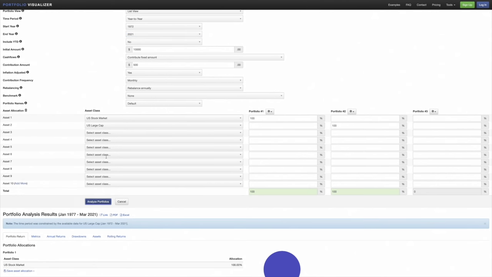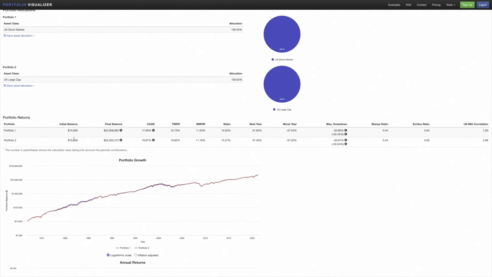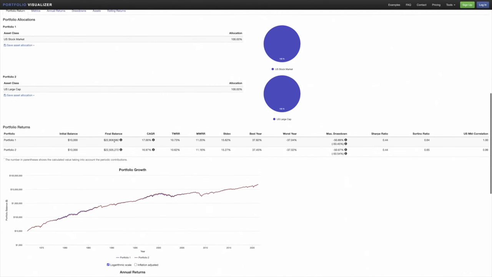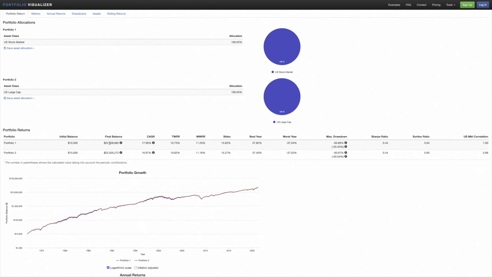All right, let's go back to our original assumptions. You can see when we add in a monthly investment, there's almost no difference at all. From 10,000 to over 22 million, the difference is only 300 grand. The compound annual growth rate, 3 basis points. Again, the total stock market won out, but by a very, very small amount.